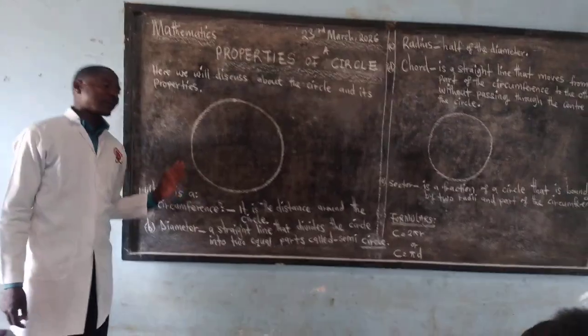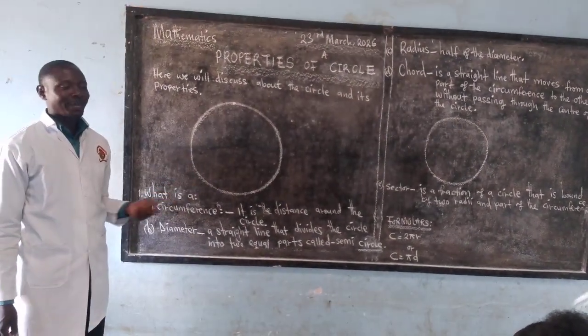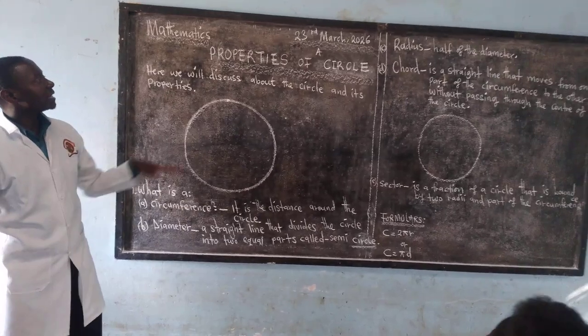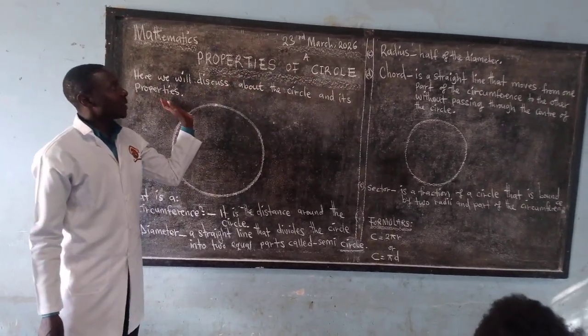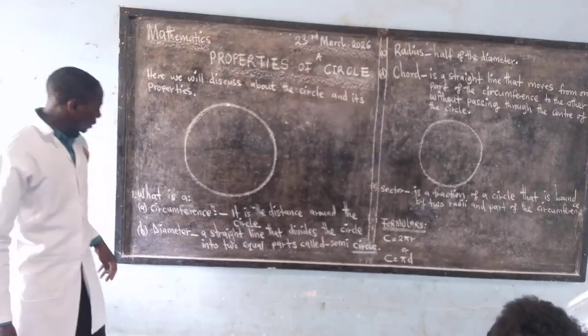No one will ask me what a circumference is in mathematics. Fine example. I just want you to understand the properties before we come to the circle. We will learn about the circle.